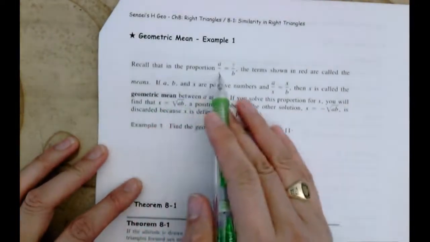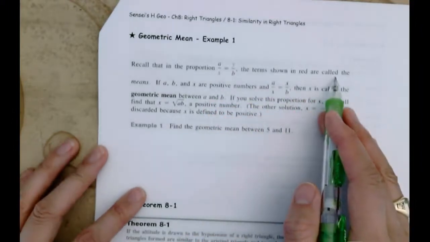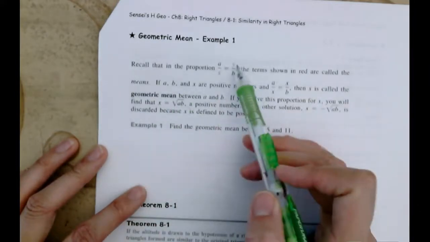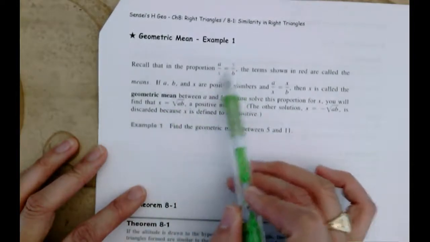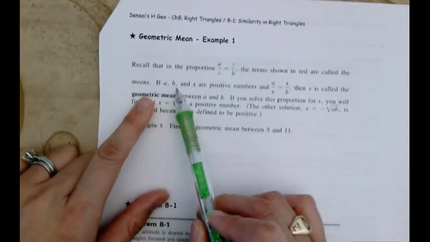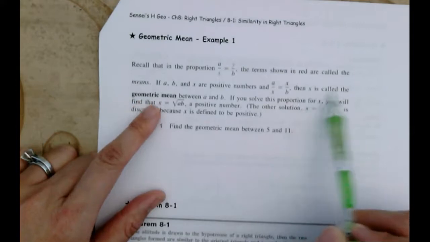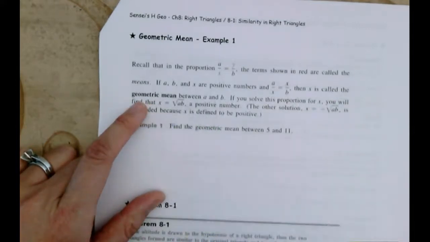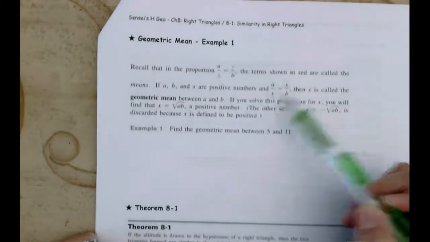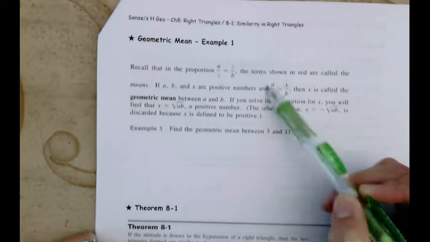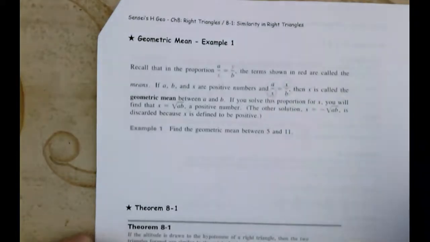Recall that in the proportion a over x equals y over b, the terms shown in red, these are the means, and these are the extremes, right, means and extremes. If a, b, and x are positive numbers, and a over x equals x over b, then x is the geometric mean between a and b. So if this ratio holds, then x is the geometric mean of a and b.